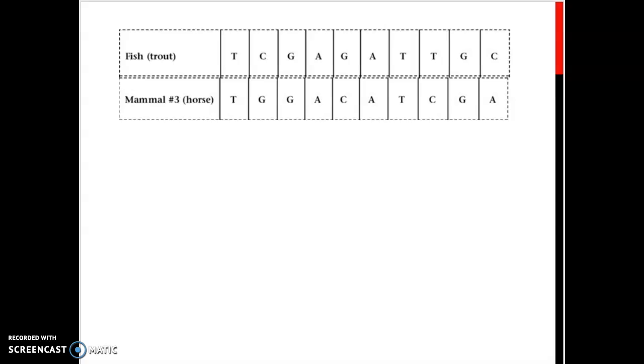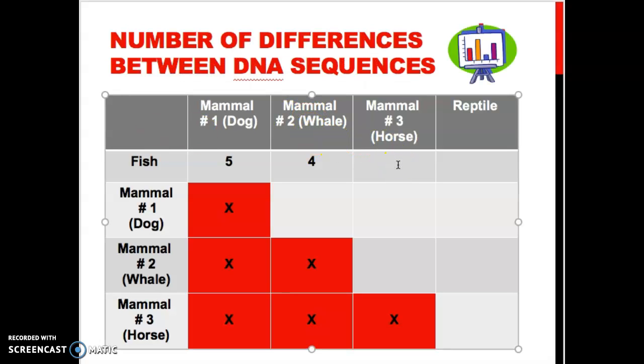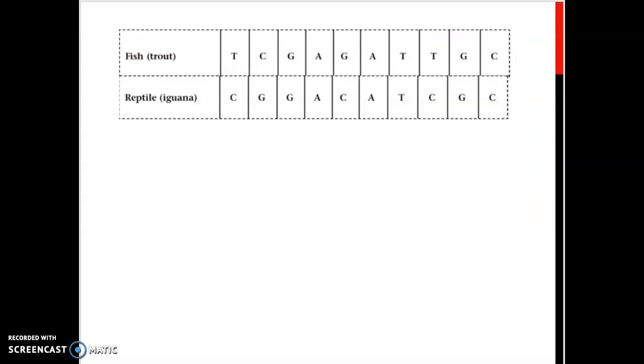Okay. So when you did this one, you should have seen 4 again. 1, 2, 3, and 4 at the end. So in my chart, I'm going to go back and I'm going to put another 4. Okay, let's try the fish and the reptile. Okay, find your differences. You should have found 4 again.